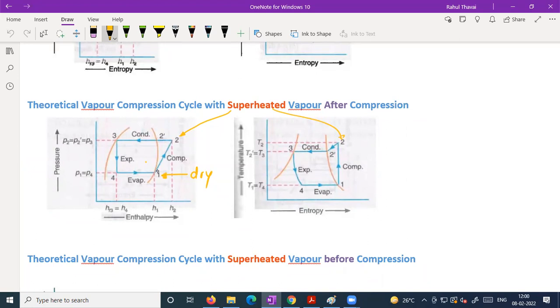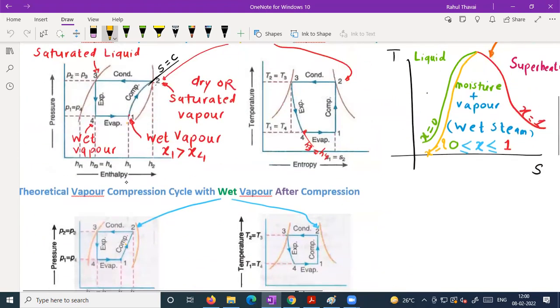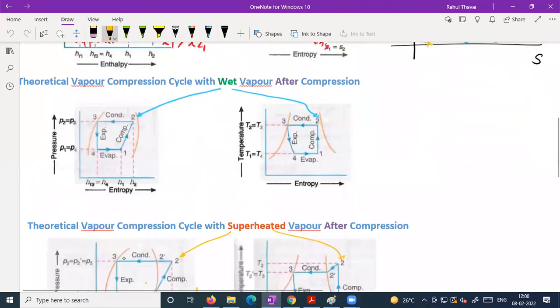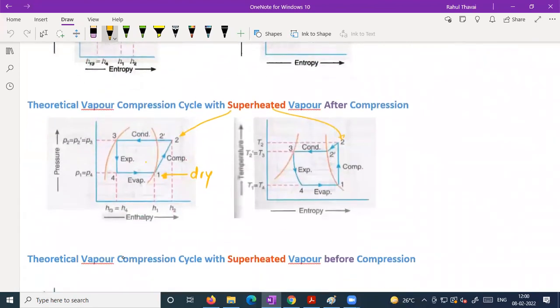So it gets dry. Because here it is superheated, obviously here it has to be dry. So before the dry, it is wet. Similarly, before the wet, obviously it is wet only. But when I want it to be superheated, before the superheated, obviously it has to be dry. Is that okay? Yes, let me know.